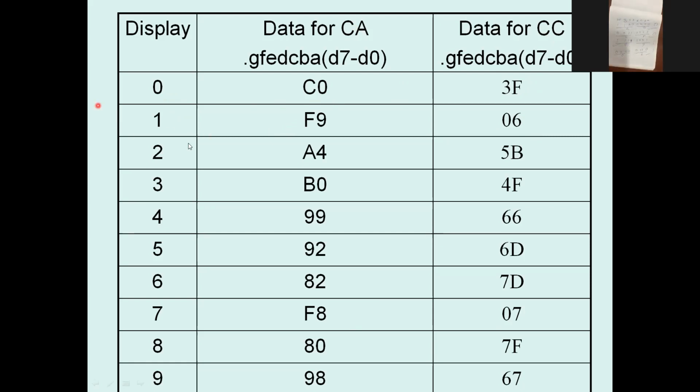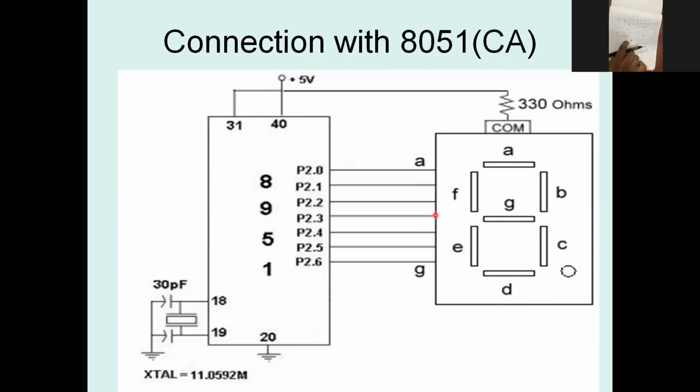Similarly, if I am doing for 2, it will be A4, then 5B, 3, B0, 4F. Is it clear to all of you how it's coming? I'm not going into details. I'm coming to the circuit. This is CA mode. What is CA mode? The common terminal should be connected with plus 5 volt. Just see, the common terminal is connected with a 330 ohm resistance to plus 5 volt. A, B, C, D are connected to P2.0 to P2.6, on port 2.